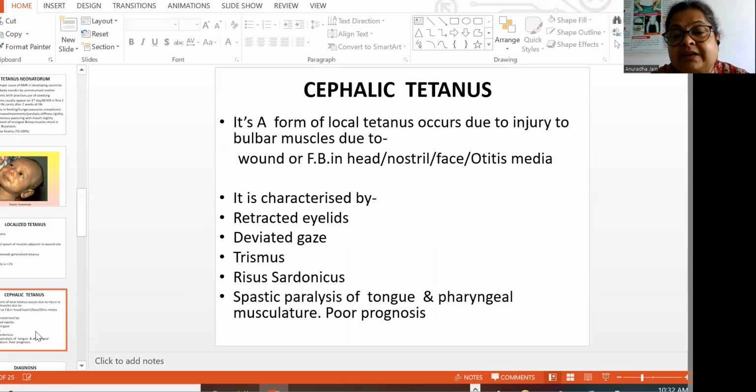Then cephalic tetanus is the fourth type, and this is the most dangerous type of tetanus. It occurs due to injury to the bulbar muscles due to a wound or foreign body in the head, nostril, face, or otitis media. Usually it occurs in road traffic accidents, where there is a wound in the head, nostrils or face, and a foreign body directly enters and affects the bulbar muscles. It is characterized by retracted eyelids, deviated gaze, trismus, risus sardonicus, spastic paralysis of tongue and pharyngeal muscles, and poor prognosis.